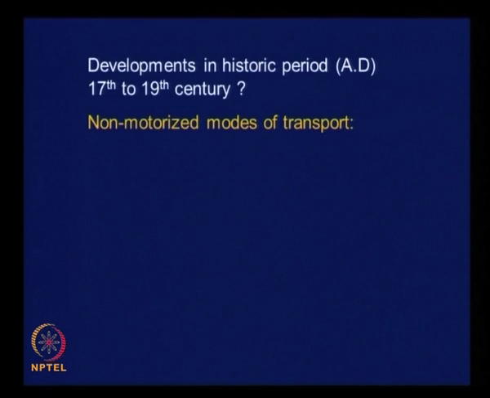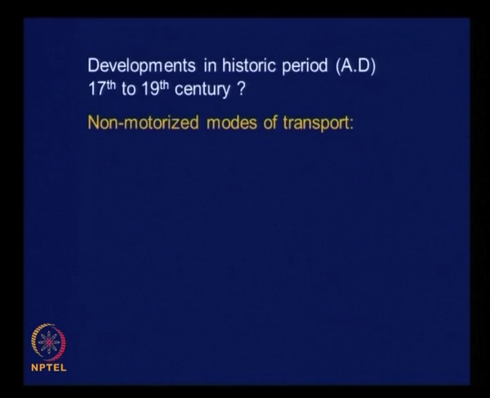Then the developments during historic period AD again between 17th and 19th century. Since there were several developments during this period, let us divide the developments into two categories. First, with regard to non-motorized modes of transportation. What was the development? Any response? Yes please.